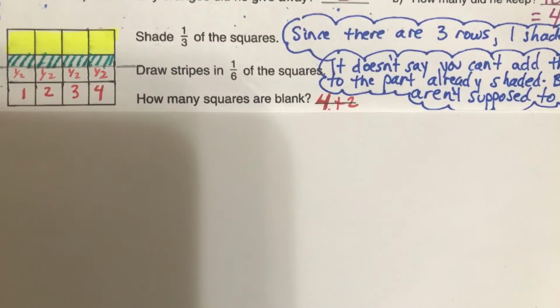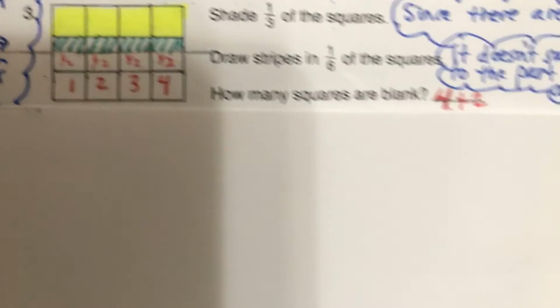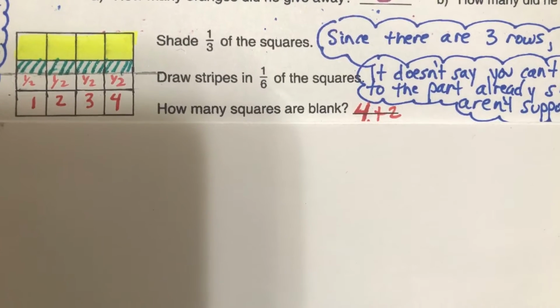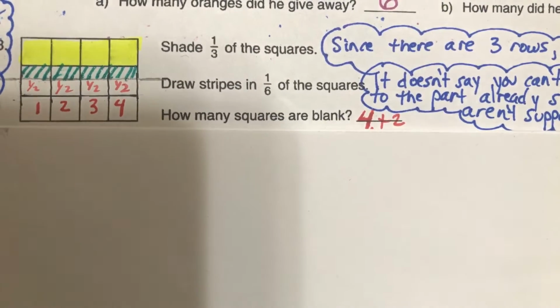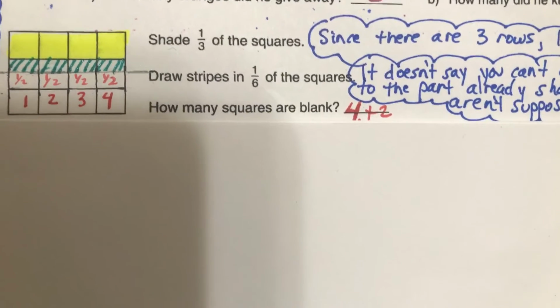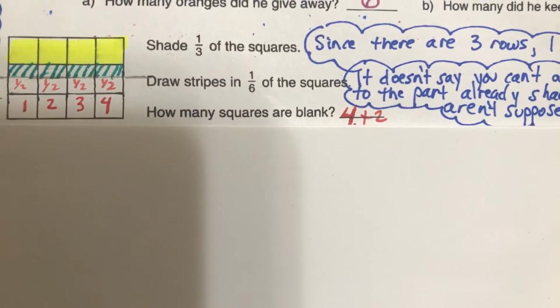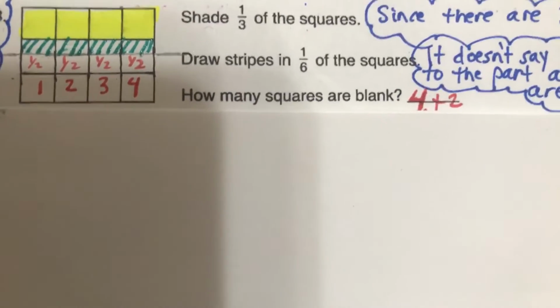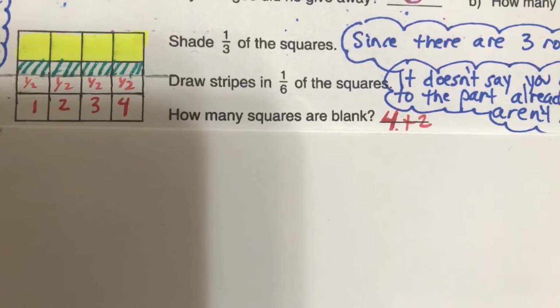And so I looked at the table. It has 3 rows and it has 4 columns. So if I'm going to shade 1/3 of something, I'm going to pick something where there's 3 of them. There are 3 rows, so I shaded 1 of 3 rows. The next step says draw stripes in 1/6 of the squares. And so I did that underneath my yellow highlighted row.